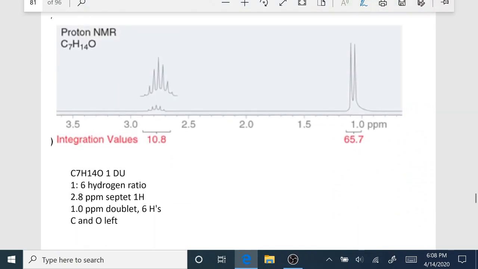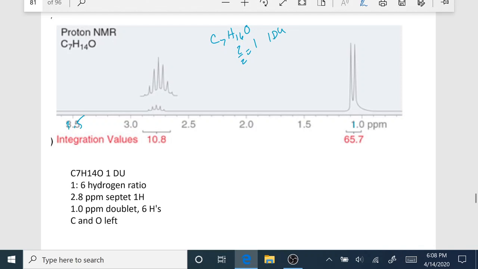Okay, so the next one, we've got C7H14O, and we don't have anything in the aromatic region. This one goes from 1 to 3.5. So let's get our degrees of unsaturation. C7H14O. 7 times 2 is 14, plus 2 is 16. So that would be C7H16 if it's fully saturated, meaning that we're missing 2 hydrogens. 2 divided by 2 is 1, so we have 1 degree of unsaturation.